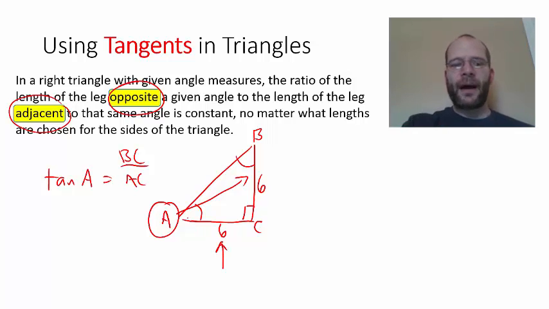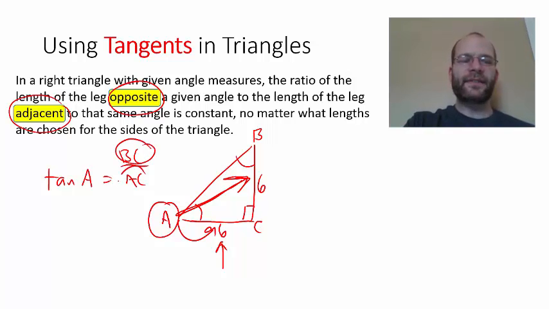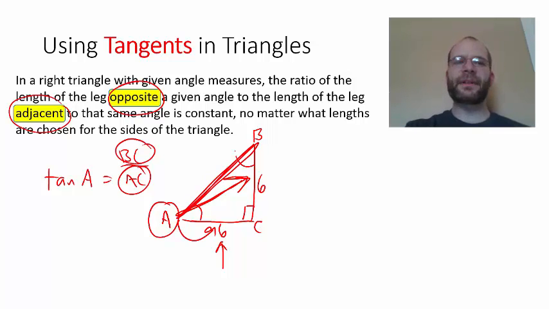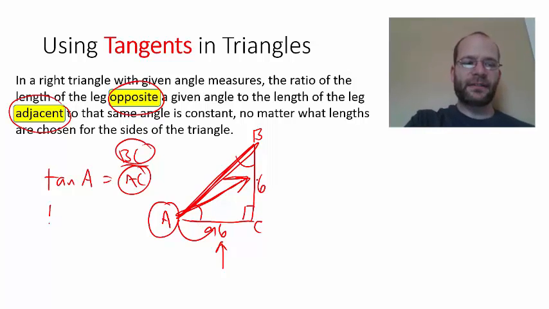How do we remember that? Well, opposite is across the triangle, and adjacent is nearby. So every time I talk about the tangent ratio of a particular angle, I am simply comparing the length of the opposite leg to the length of the adjacent leg. Notice so far the hypotenuse has nothing to do with this. We're just talking about the legs when we talk about the tangent ratio. So the tangent of angle A is opposite over adjacent. In this particular triangle, the tangent of A is equal to 6 over 6, which of course you can see is equal to 1.